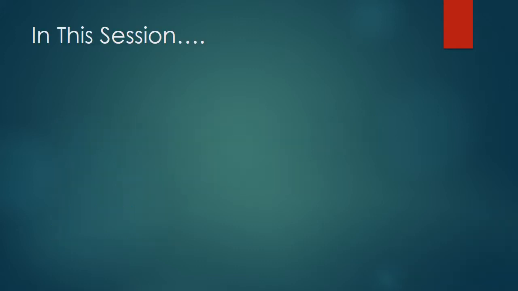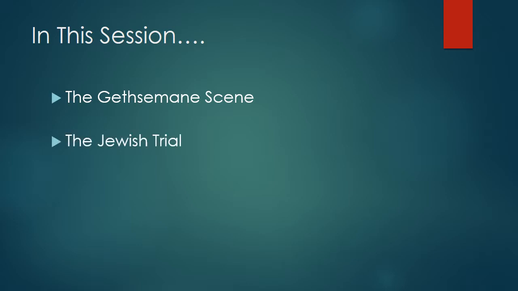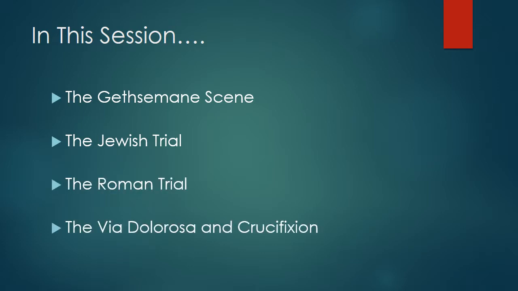In our current session, we shall look at the Passion narrative as it's presented by Matthew. As with our discussion of the other Passion narratives, in the opinion of Raymond E. Brown, we will divide it into 4 major parts with 4 subsections. The 4 major parts are the Gethsemane Scene with Jesus and his disciples, the Jewish or the Sanhedrin Trial, the Roman trial before Pilate, and the crucifixion, including the Via Dolorosa.